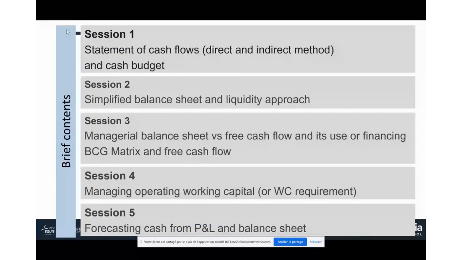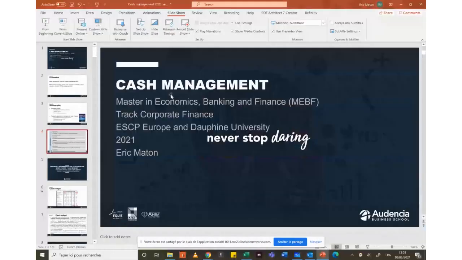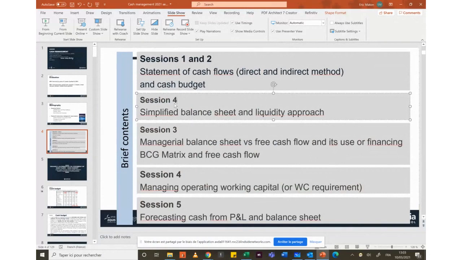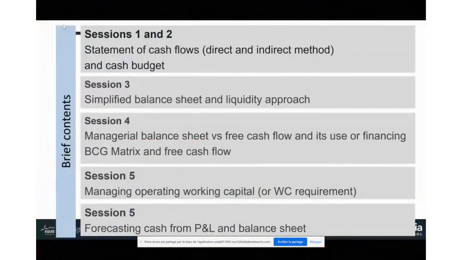So today we will see, it's not exactly the session we did. We did the session 1 and 2 here. Here it's the session 3 today. And also, maybe we will start this one. Okay, and here's the section 5. So today we will see a different presentation of the balance sheet, the simplified balance sheet. If we have time, we will see the managerial balance sheet also, and we will see the liquidity approach through the balance sheet.